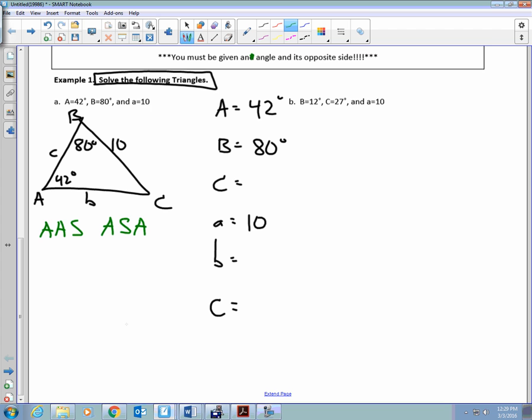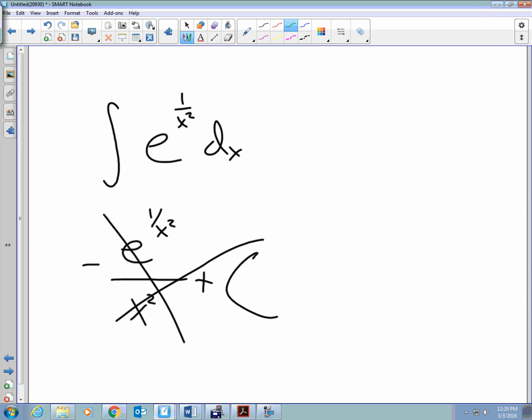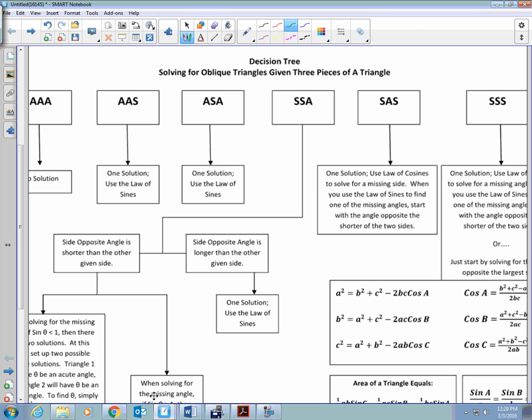So, here we have it. I know that I have an angle side scenario. So what I do is I go to my flow chart. And my flow chart, or decision tree, says if you are given angle side, use the law of sines and you will have just one solution for your triangle. It works out quite nicely.